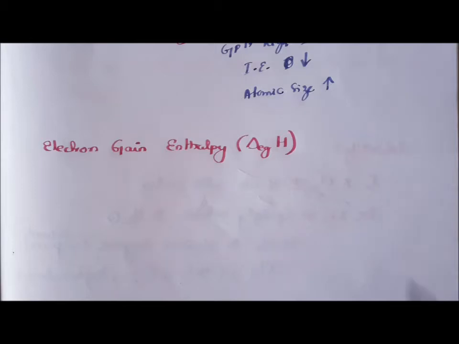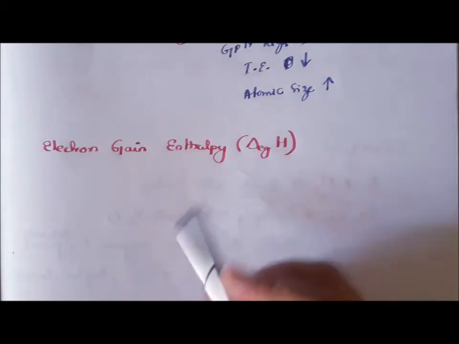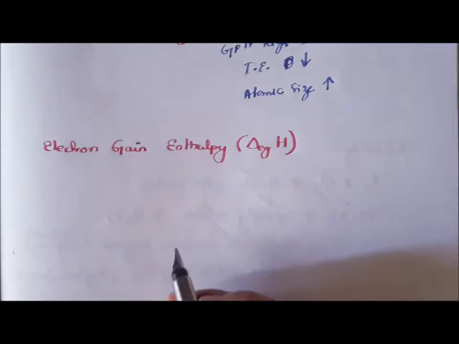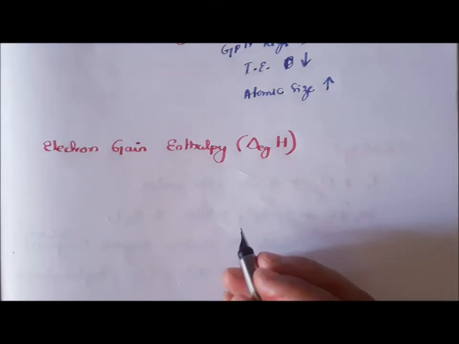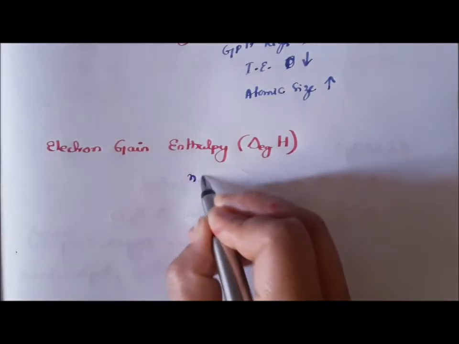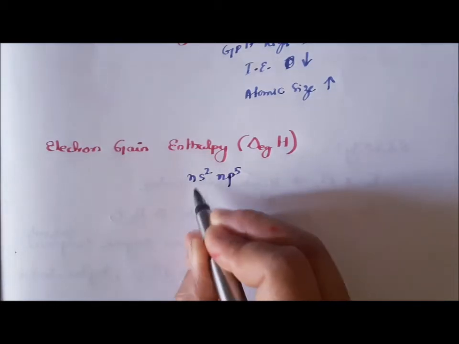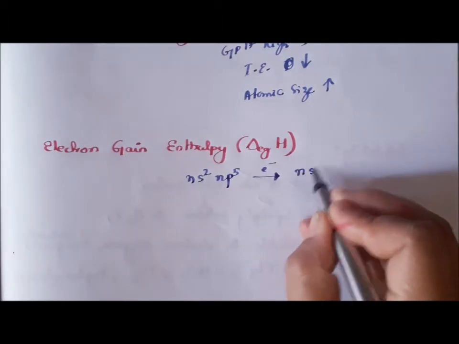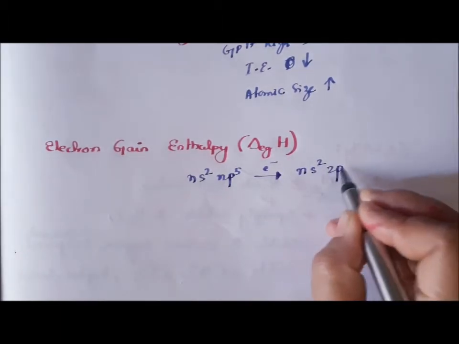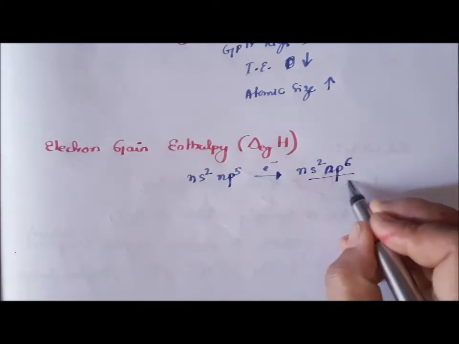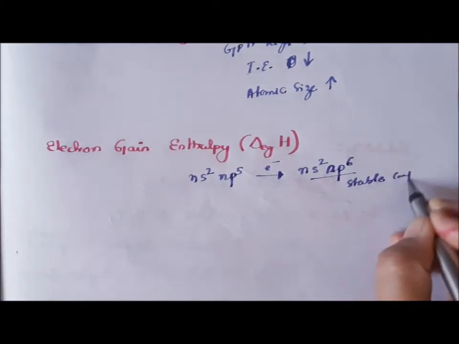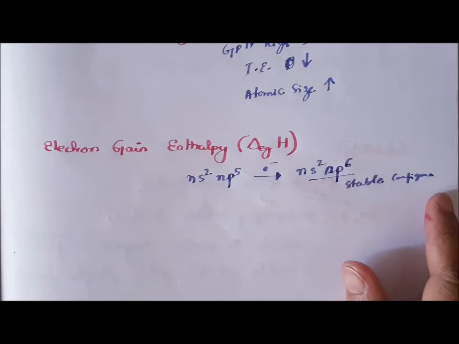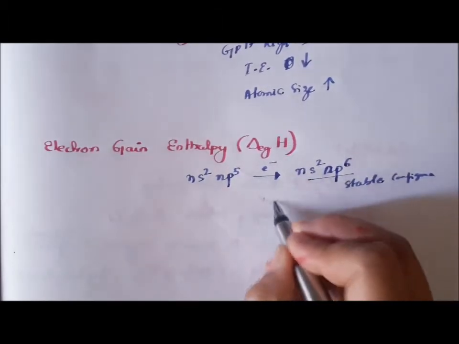Now next is electron gain enthalpy. Now what will happen to the electron gain enthalpy? Group 17 has the most negative electron gain enthalpy. Why? Because of its electronic configuration. What is its electronic configuration? ns2 np5. So that means after gaining one electron, it will acquire the electronic configuration ns2 np6, which is the configuration of a noble gas, right? Stable configuration. So for that reason, it easily accepts one electron and will acquire that configuration. That means it will have the most negative electron gain enthalpy.